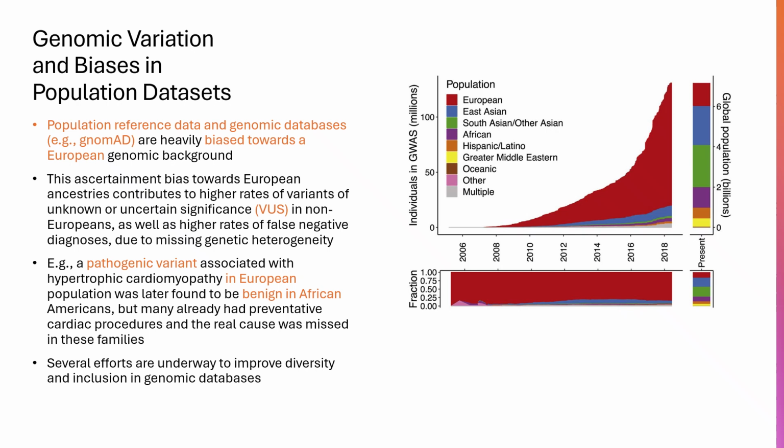Now lastly, I just want to talk a little bit about genomic variation and biases in population data sets. So there are population reference data and genomic databases, so they collect a lot of genomic information from different populations. Anyone who's had any kind of genetic testing or genotyping, a lot of populations have participated in that, but it's heavily biased towards a European genomic background. This ascertainment bias towards European ancestries contributes to higher rates of variants of unknown or uncertain significance in non-Europeans.